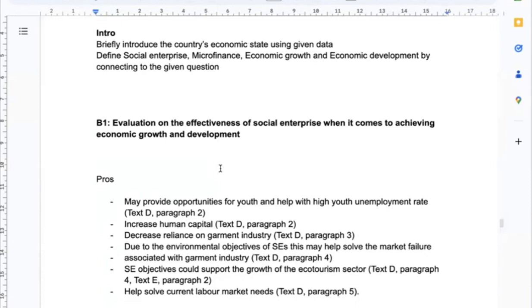Also, it can decrease reliance on garment industry. And considering the environmental objectives that the social enterprises have, it may help solving the market failure associated with garment industry's production. Lastly, their environmental objectives could support the growth of the ecotourism sector in the country.